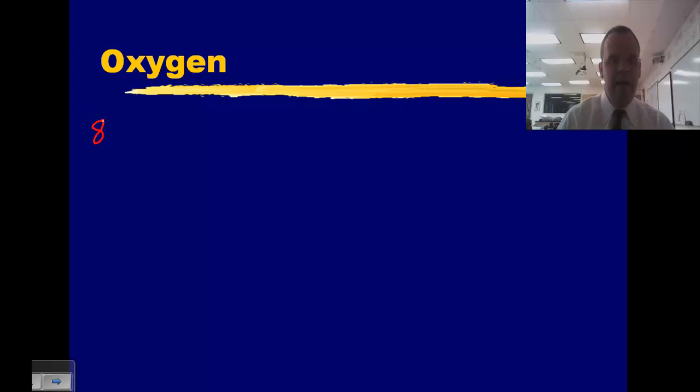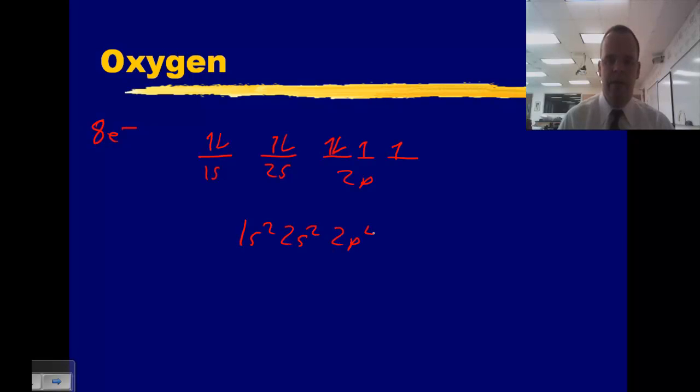Oxygen, 8 electrons, 1s2, 2s2. We're going to have 4 now in the 2p. 1, 2, 3. Now we're going to have to start doubling up because there isn't another one in the set to spread them out. 1s2, 2s2, 2p4.